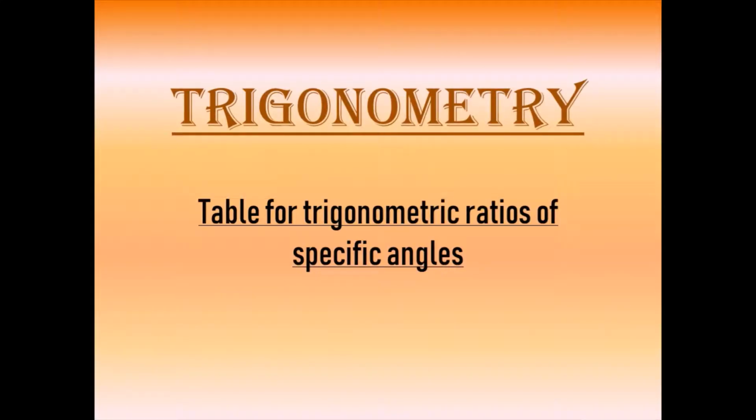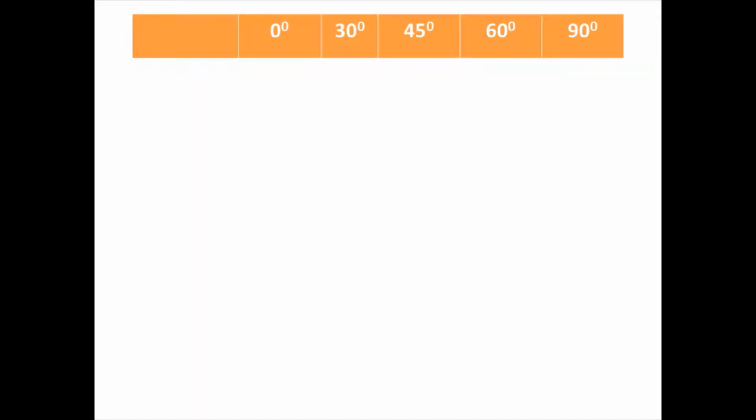Table for trigonometric ratios of specific angles. So today in this video I will show you the simple method to remember the table values of the trigonometric ratios of some specific angles. These are the specific angles of the trigonometric ratios: 0 degree, 30 degree, 45 degree, 60 degree and 90 degree. These five angles are the specific angles of the trigonometric ratios.